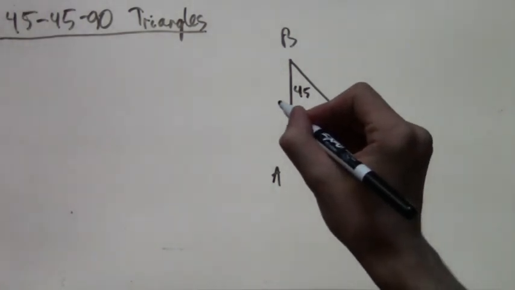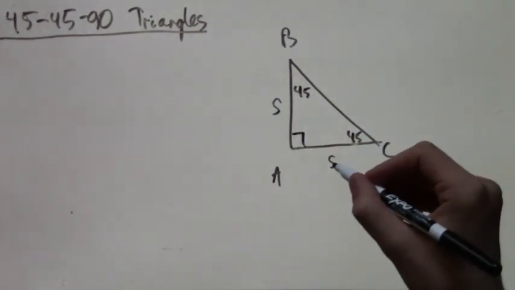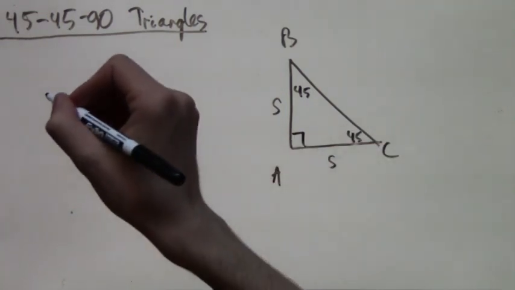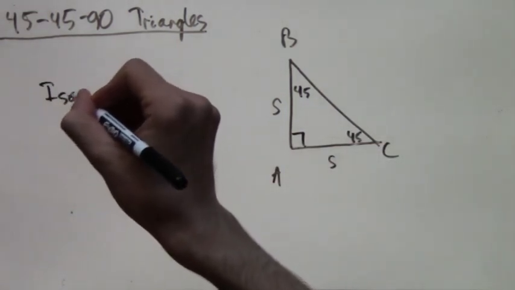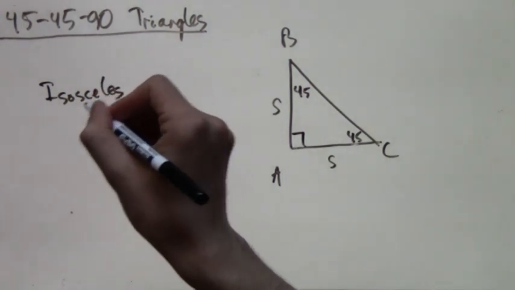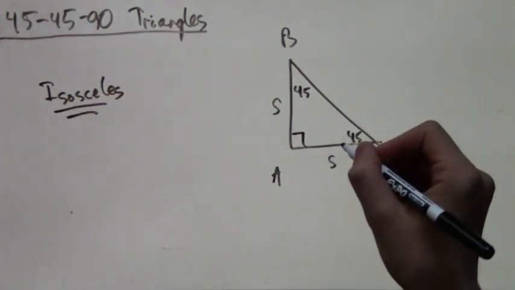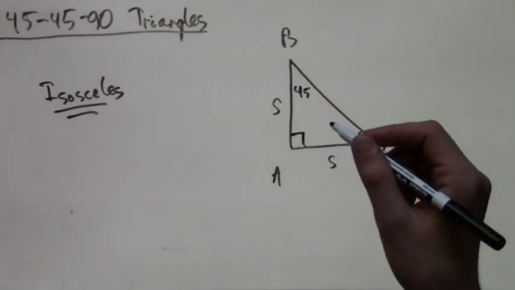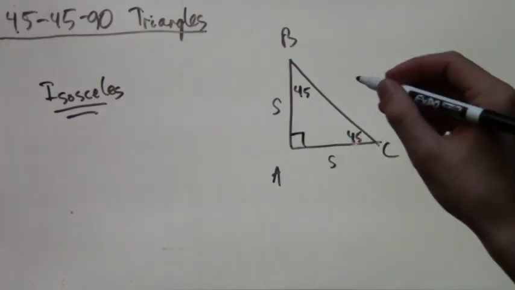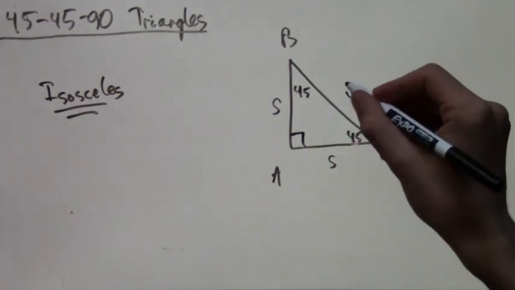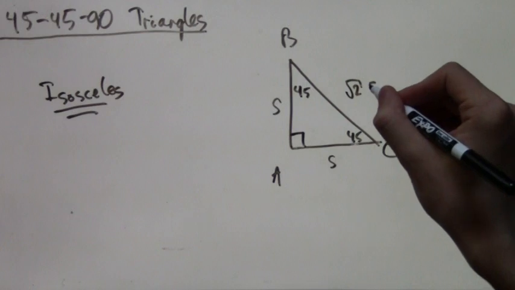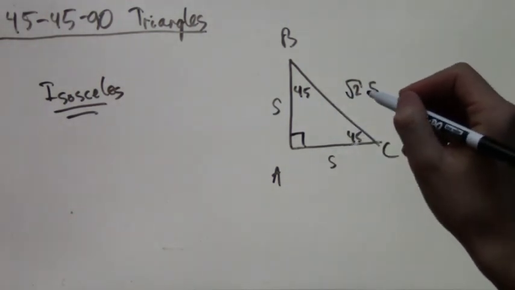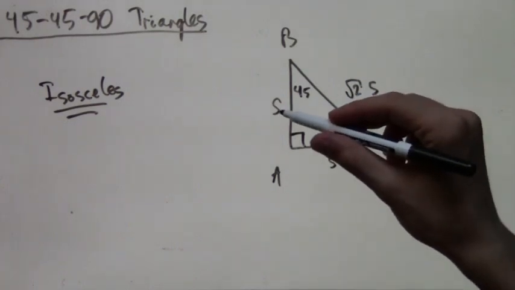In fact, it is an isosceles triangle, meaning that two of its sides are equal. It's got two equal legs. So if one leg has side length s, the other leg also has the same side length s. It is also really easy to find a formula for the hypotenuse in terms of s. In fact, it's just the square root of 2 times s. So if we know one leg, then we can figure out all the other sides pretty easily from these formulas.